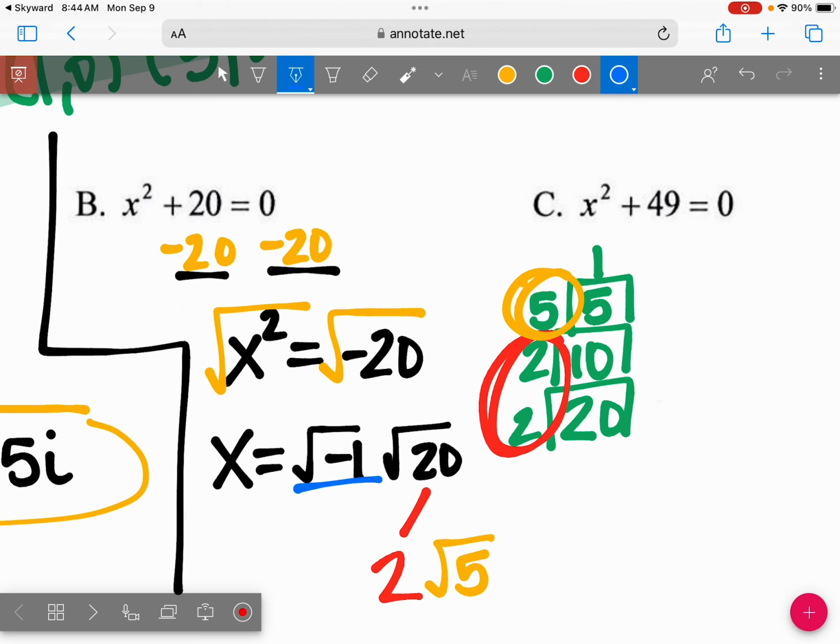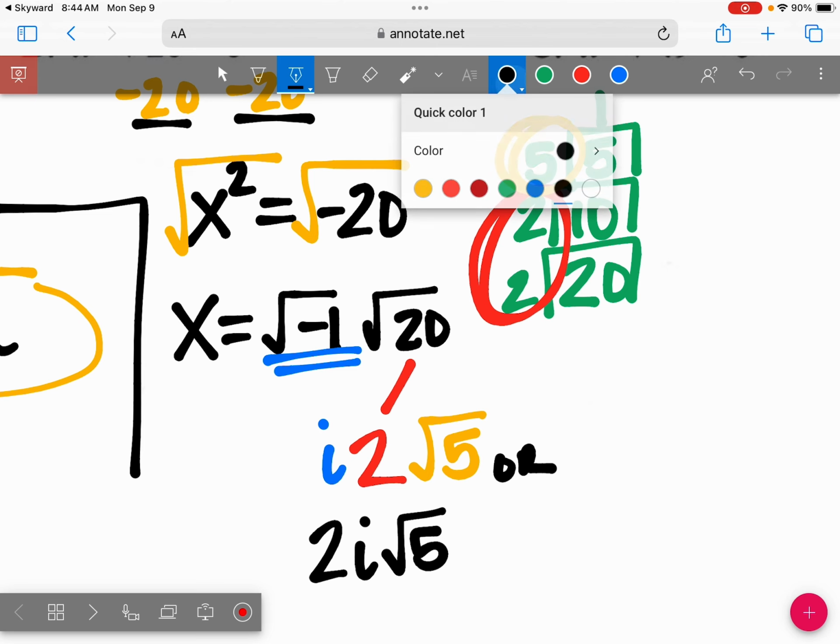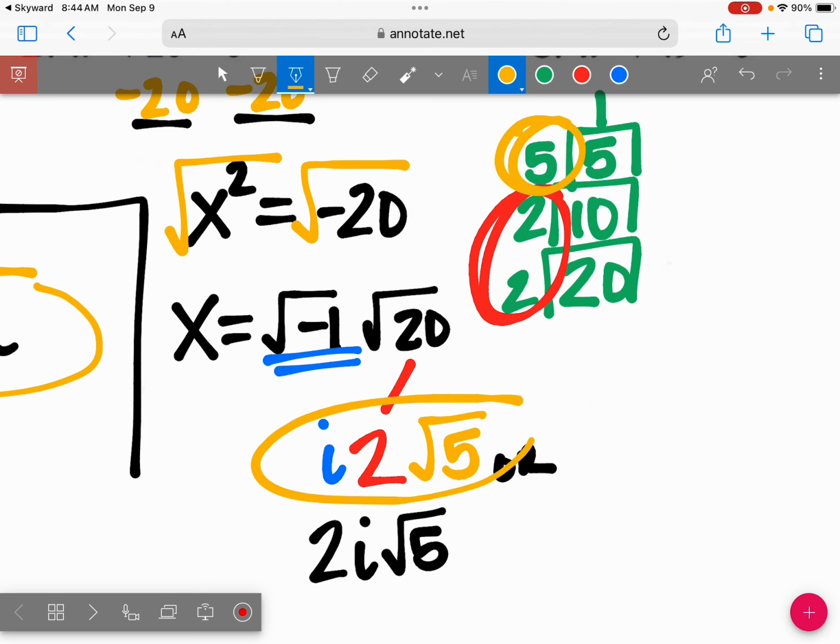And does anybody remember again, what is the square root of -1? It's a letter, i. So you can write it like this, i2 root 5. If you look at my answer key, I probably switched that and wrote it as 2i root 5. But again, they're both the same. All right, you can check that on the answer key. Let's go ahead and move on to question 3.